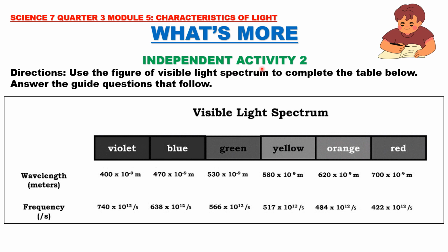Next, Independent Activity 2. Use the figure of the visible light spectrum to complete the table below. Answer the guide questions that follow. So we have the visible light spectrum: red, orange, yellow, green, blue, and violet. Wavelength in meters, frequency in per second. Red is 700 times 10 to the negative 9 meters. Violet is 400 times 10 to the negative 9 meters. Red is 422 times 10 to the positive 12 per second, and violet is 740 times 10 to the positive 12 per second.